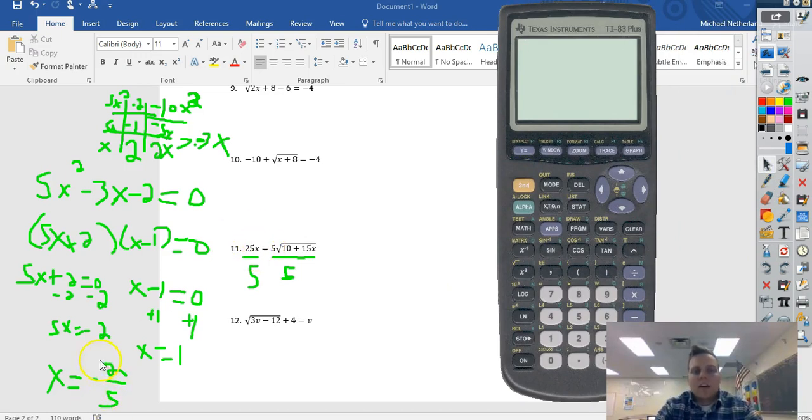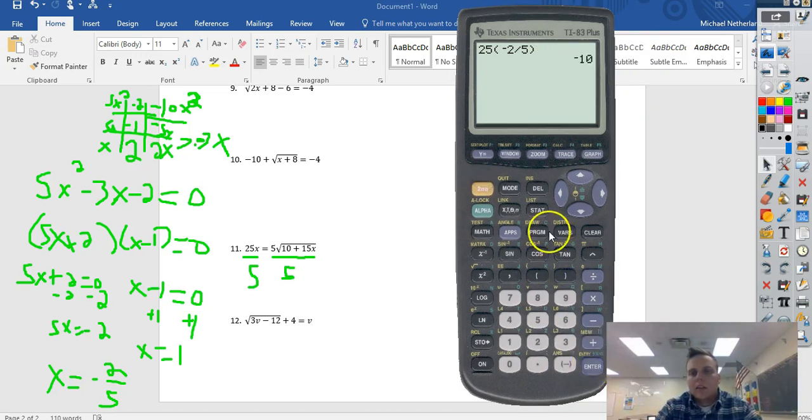25x. One of my possible values for x is negative 2/5. So I say 25 times negative 2 divided by 5, and I get negative 10. So now I need to plug in negative 2/5 for this x and see if it works. 5 times the square root of 10 plus 15 times negative 2/5, and I get 10. Does negative 10 equal 10? Do these two sides equal when x is negative 2/5? No. Therefore, x being negative 2/5 is a bad answer.